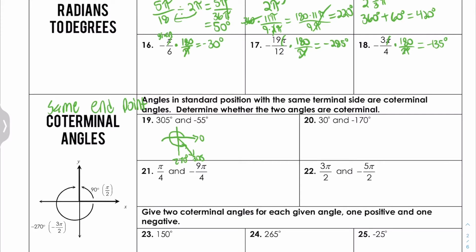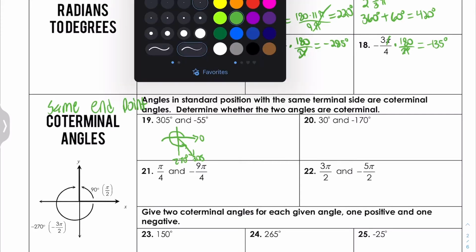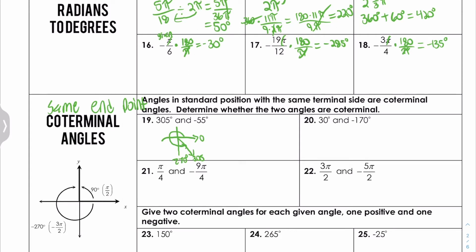Negative 55 degrees is starting from 0, going in the negative direction 55 degrees, and 55 degrees, how far away is that from 90 degrees? 55 to 90 is a difference of 35. 270 to 305 is a difference of 35.